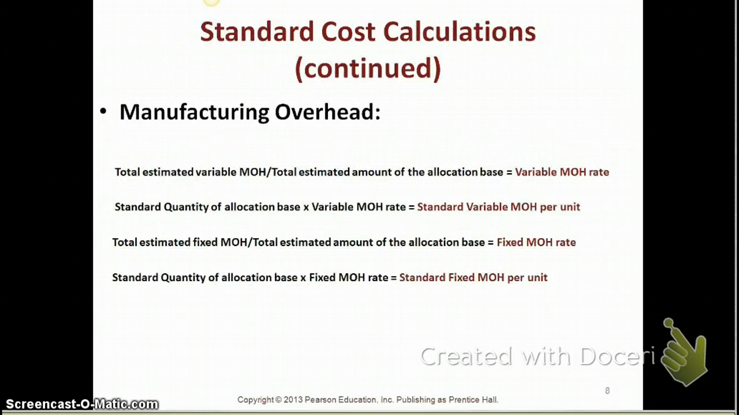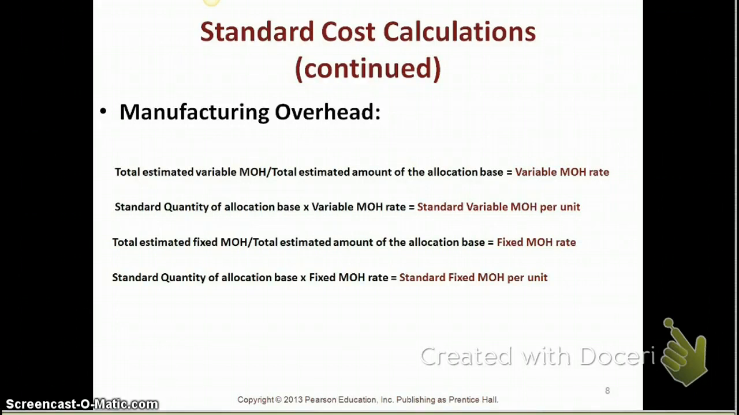For calculating the standard cost for manufacturing overhead, it is a two-step process. Let's take variable manufacturing overhead. You start off by calculating a variable manufacturing overhead rate, which is, by the way, very similar to your predetermined manufacturing overhead rate. You take your total estimated variable manufacturing overhead, you divide that by total estimated amount of the allocation base, and that gives you your variable manufacturing overhead rate. And then, to figure out what your standard variable manufacturing overhead is, you multiply the variable manufacturing overhead rate you just calculated by the standard quantity of allocation base.